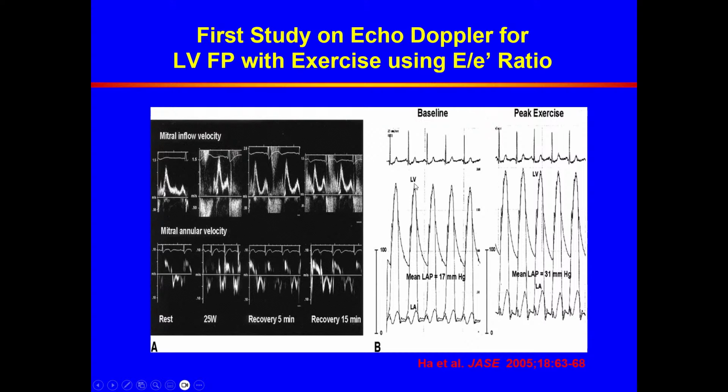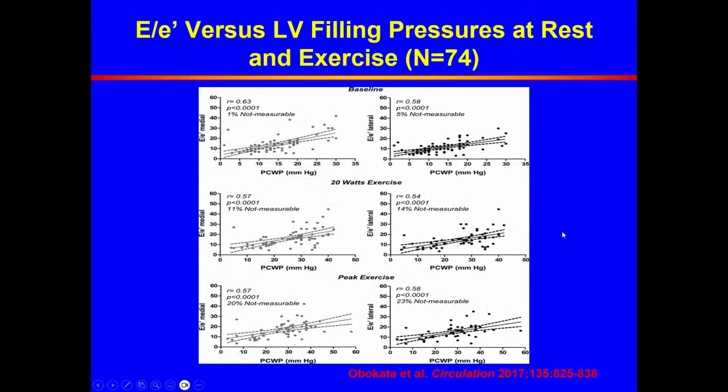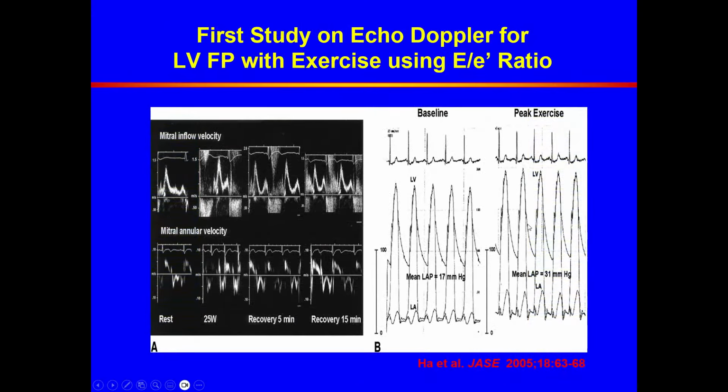Notice the ventricular and aortic pressures are identical for their peak, and there is the mean LA pressure of 17. When that patient exercises, the LA V wave goes up, and the mean LA pressure is 31 millimeters of mercury. Still does not develop dynamic obstruction.